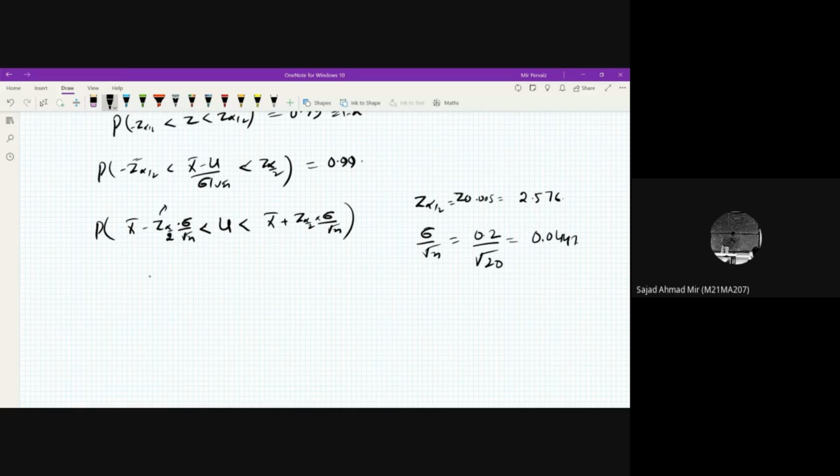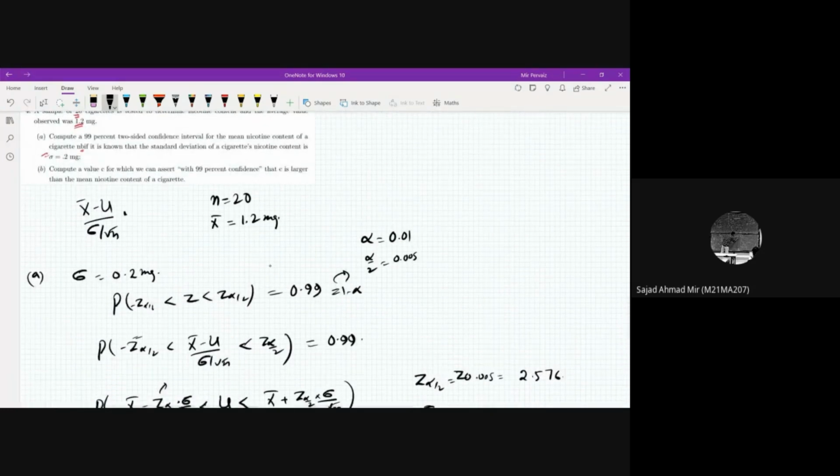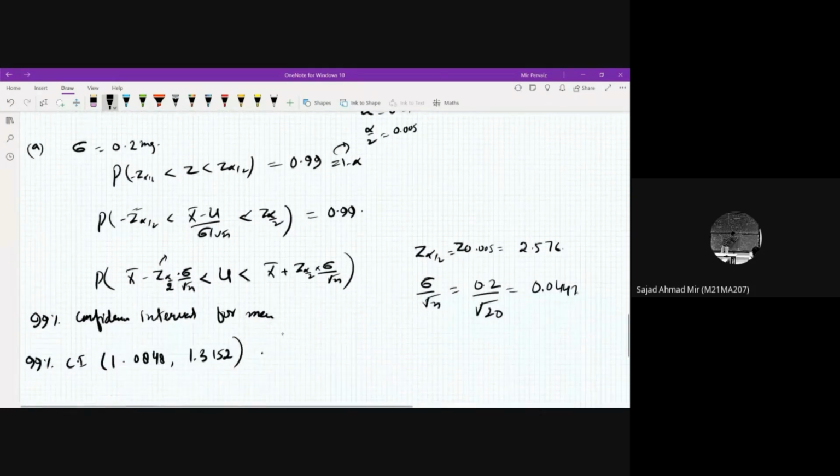So this is your confidence interval, and your final answer will be, let me write the final answer, 1.0848, 1.3152. Okay, so this is your 99% confidence interval. Let's write it in a clear way: 99% confidence interval for the mean nicotine content. I think they are asking for the mean nicotine content. This you should write in the exam.